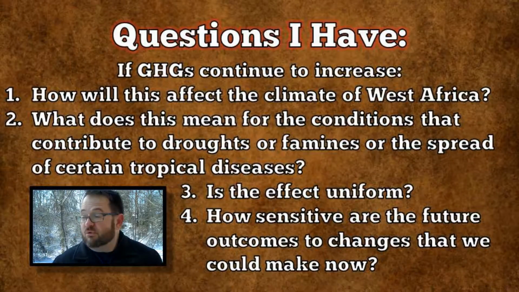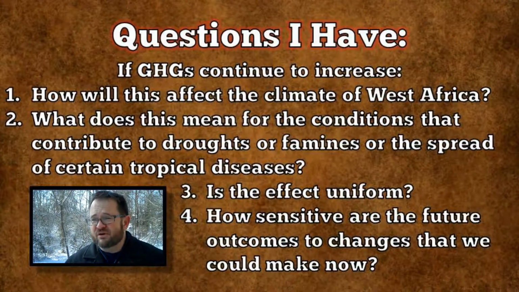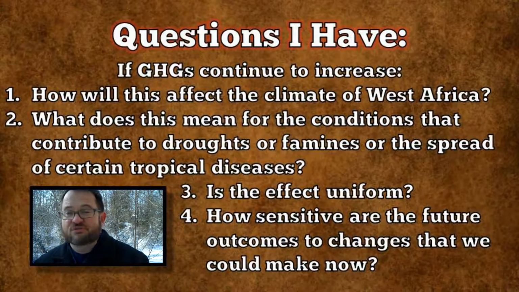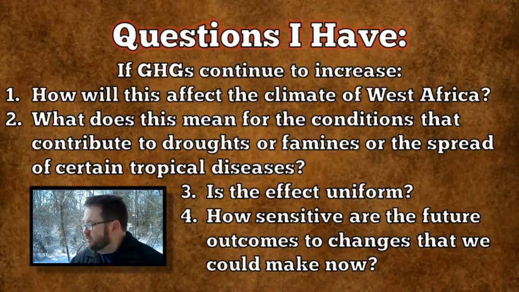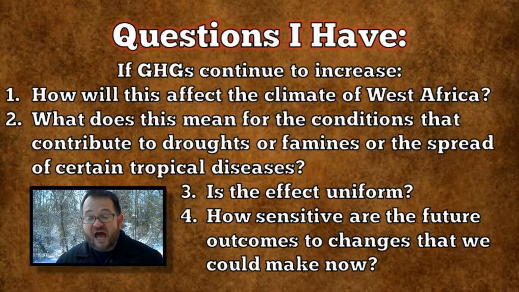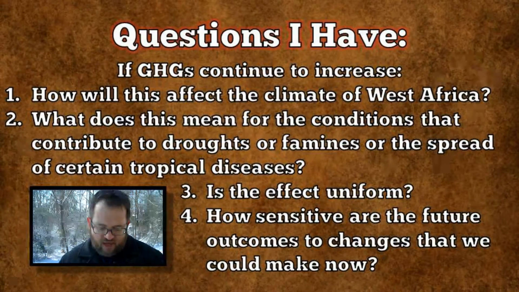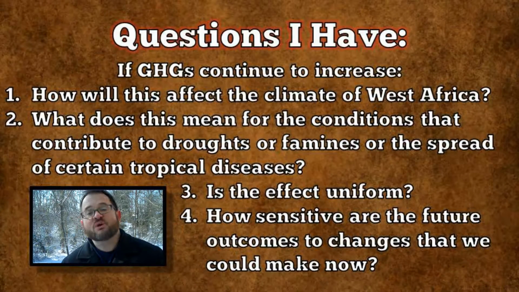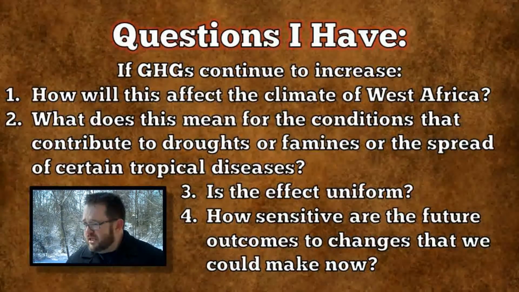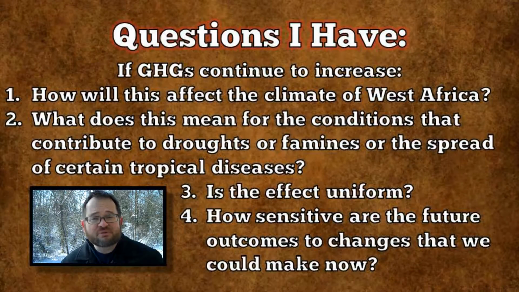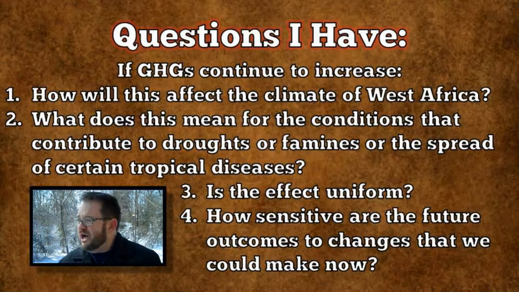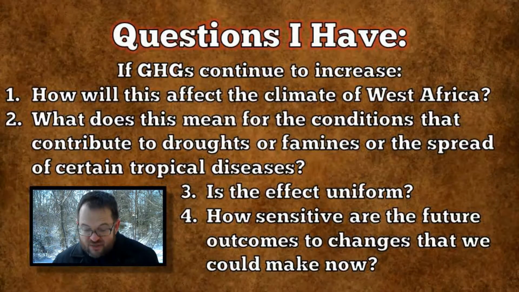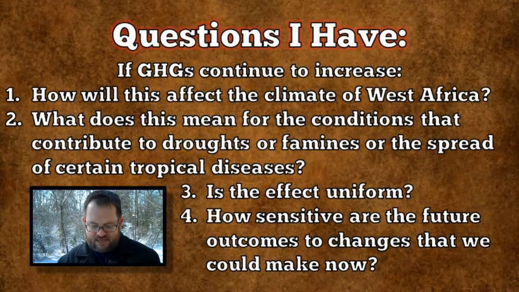Is the effect uniform, or will it be regional? As the planet gets warmer, maybe some parts of Africa will increase their temperature more than others, or will get more rainfall than others. That seems interesting. I would love to know the answer to that. How sensitive are these future climate outcomes to changes we could be making now? Are we locked into a certain amount of temperature increase, or could we mitigate climate change by making certain changes? I'd love to know the answers. These are all great questions.